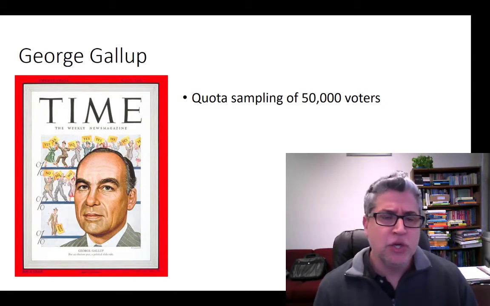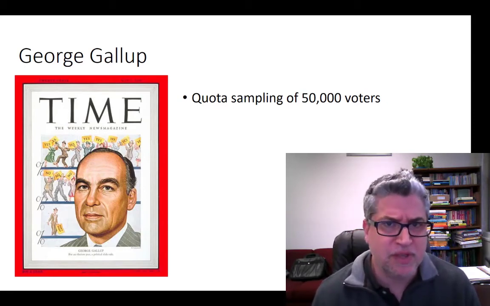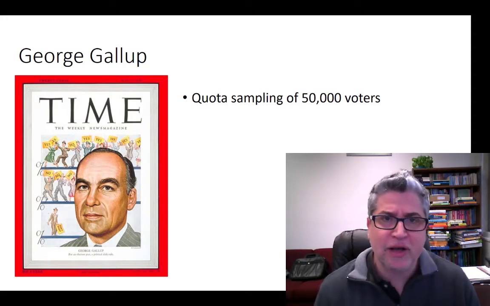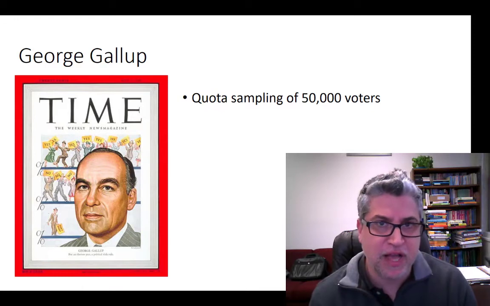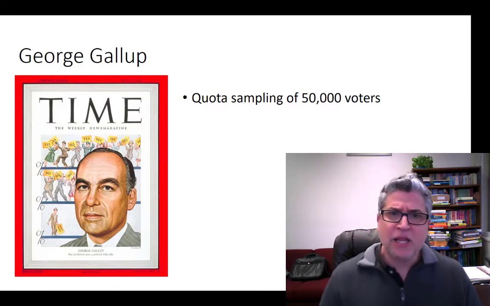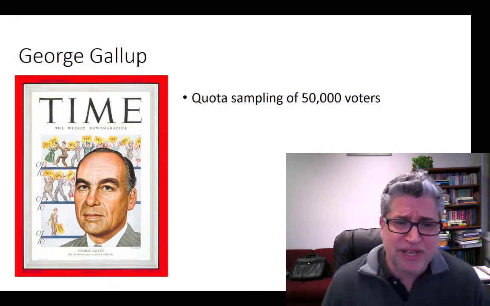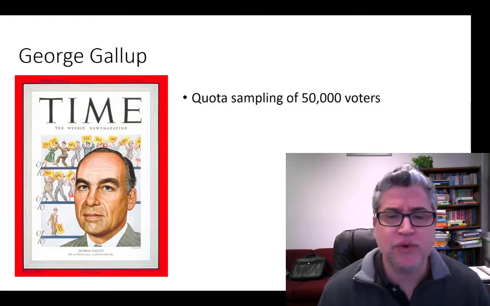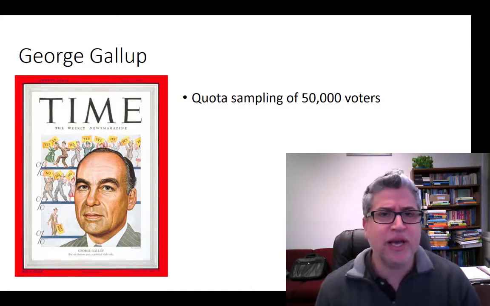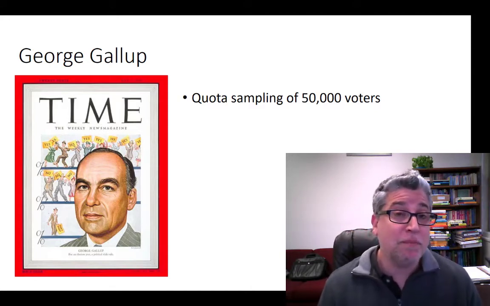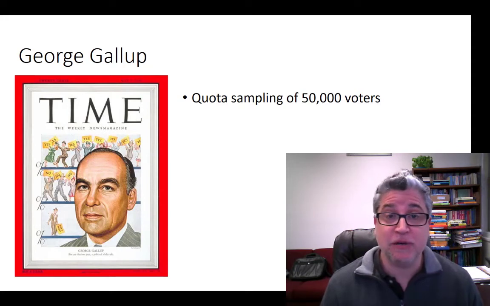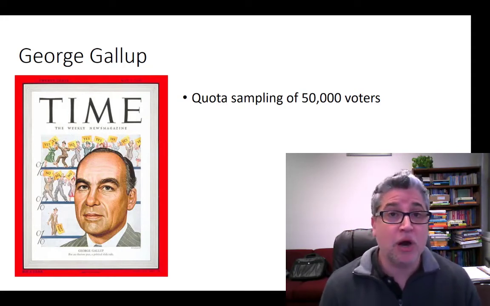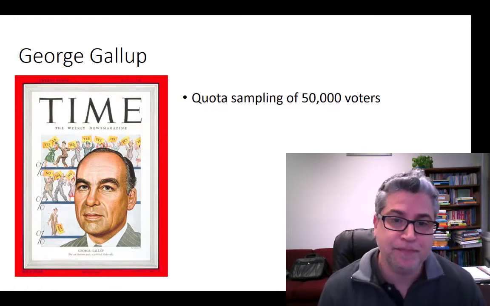Now just think about this. 2.4 million versus 50,000. 2,400,000 versus 50,000. Gallup's sample size was laughable. And Gallup turns around and said, well, you know what? Yeah, I've only got a small sample size, but I've got a really cool method of selecting people into my survey. And I think Literary Digest is wrong. FDR is going to win this in a landslide.